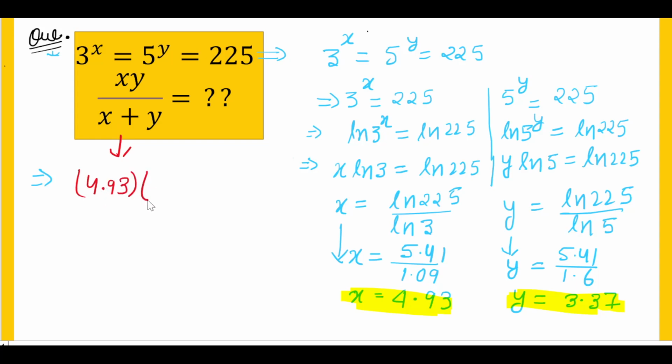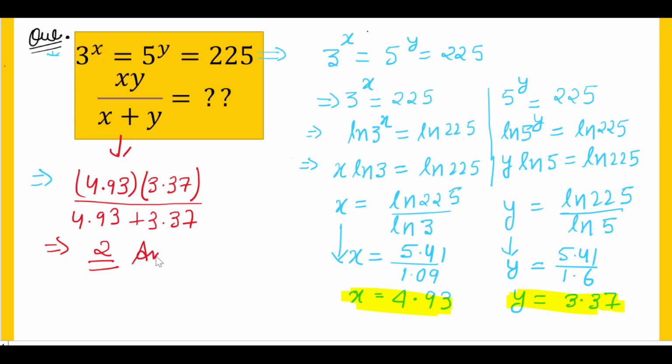x into y, 3.37 on 4.93 plus 3.37. After solving it, you will get this expression as approximate value coming to be 2. This will be our final answer. The value of this expression will be 2.